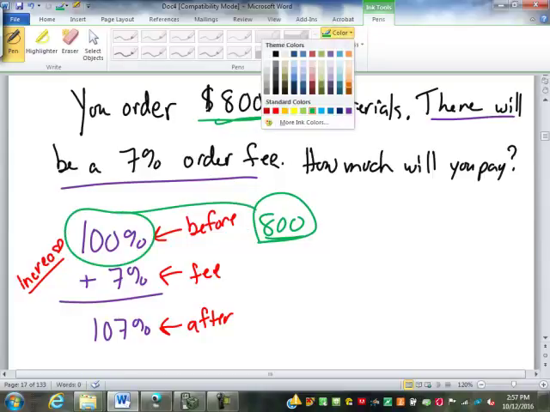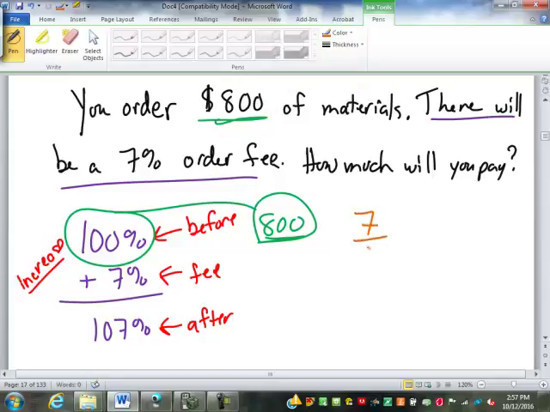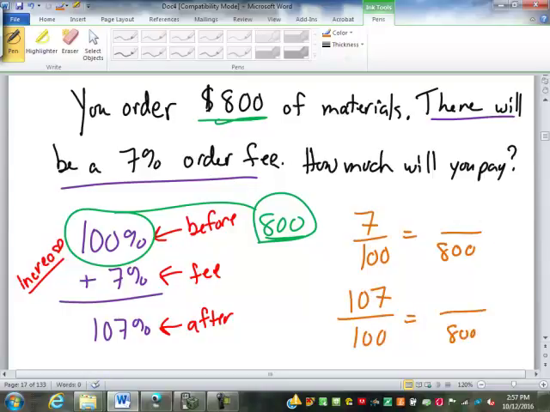And we could have gone one of two directions. We could have gone the 7%. And of course, the 800 matches up with the 100. You could cross multiply and get the amount of the fee. Or you could have just done 107% and cross multiplied to get the amount of the fee. Well, the total amount in this case is $856.